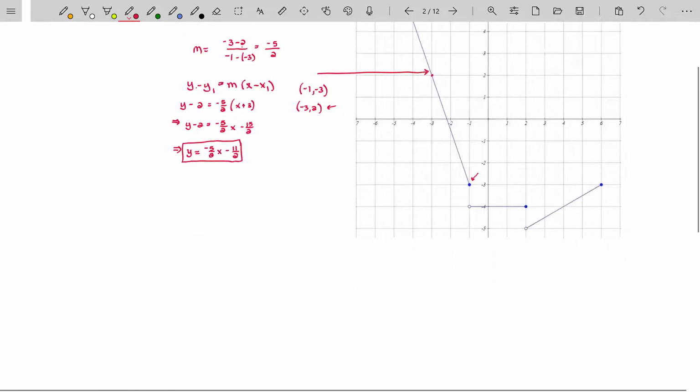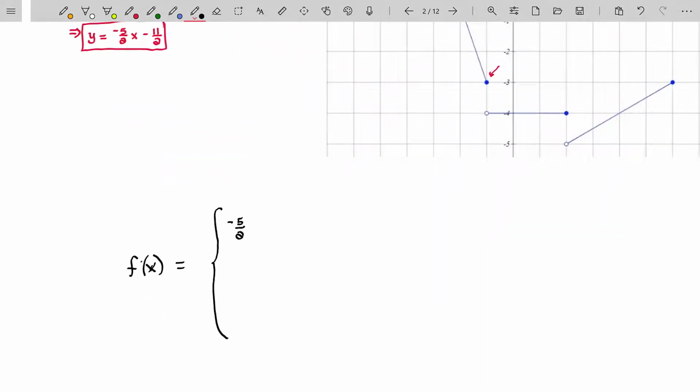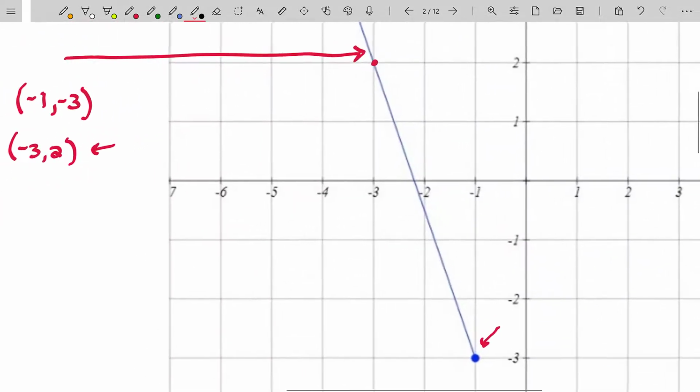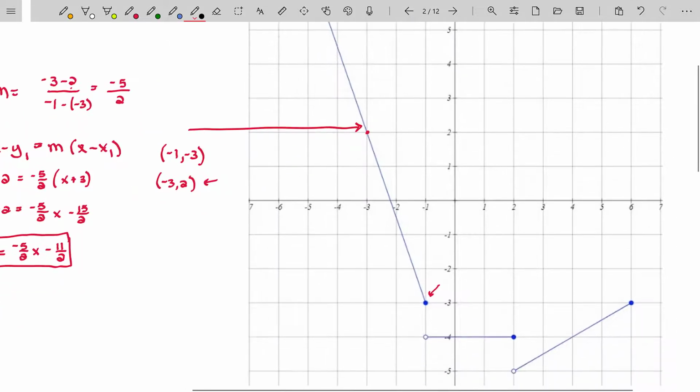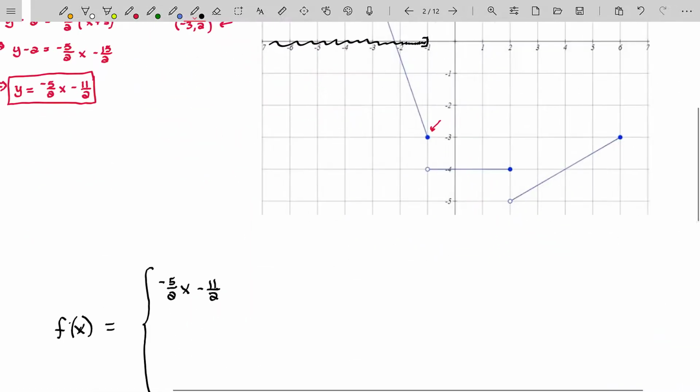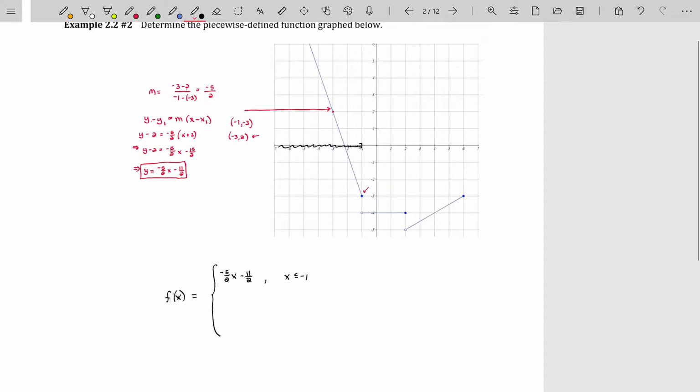So I'll write that down below. I'll call our function f of x. And again, the first piece is -5 halves x minus 11 halves. And that seems to be true for x being less than or equal to -1. You can see for all these x values, they lead to y values on that first curve. So we're well on our way to finishing out this problem.